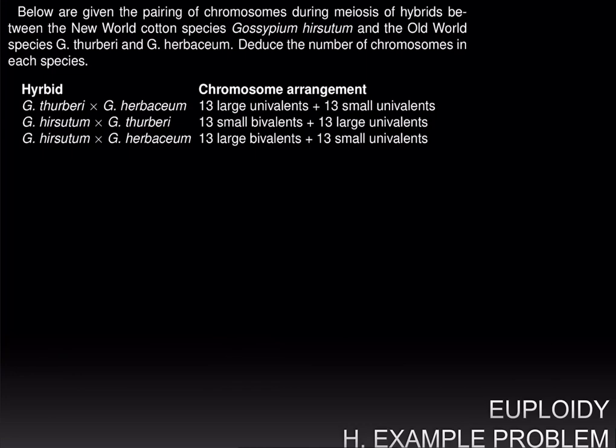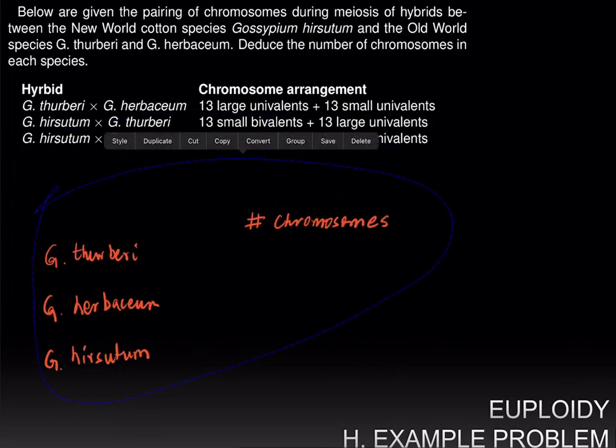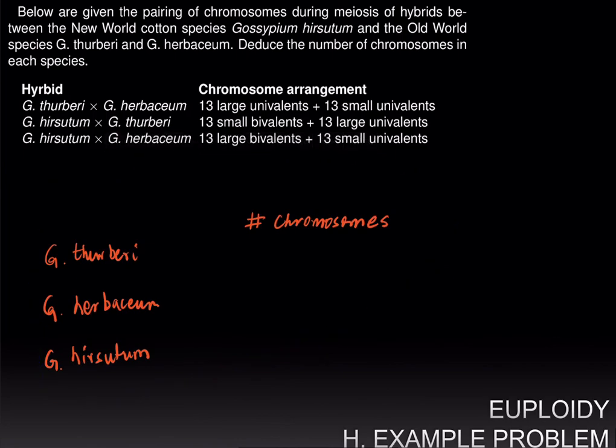And first step is to organize the information. One thing that's clear is the number 13, everything is a multiple of 13. Therefore, the haploid number n is 13.